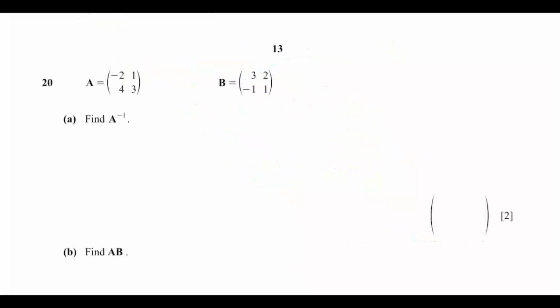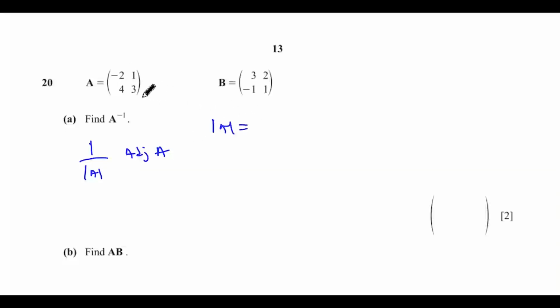So let's go to the next question. That will be question 20. Here we have these two matrices. We are asked to find A inverse. A inverse will be equal to 1 over the determinant of A multiplied by the adjoint of A. So the determinant of A is this.